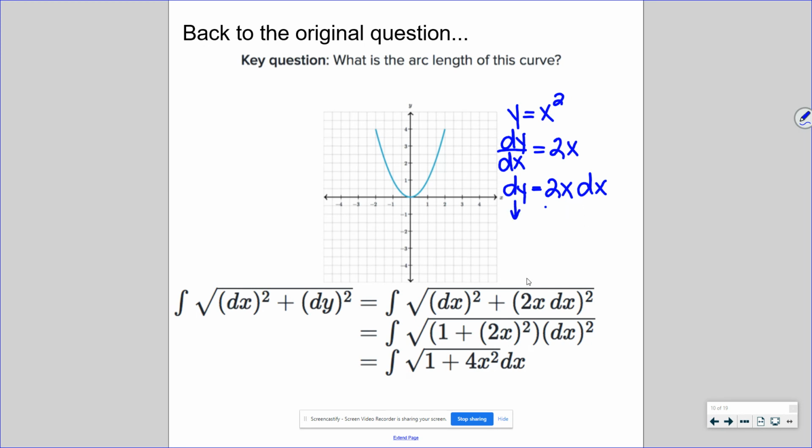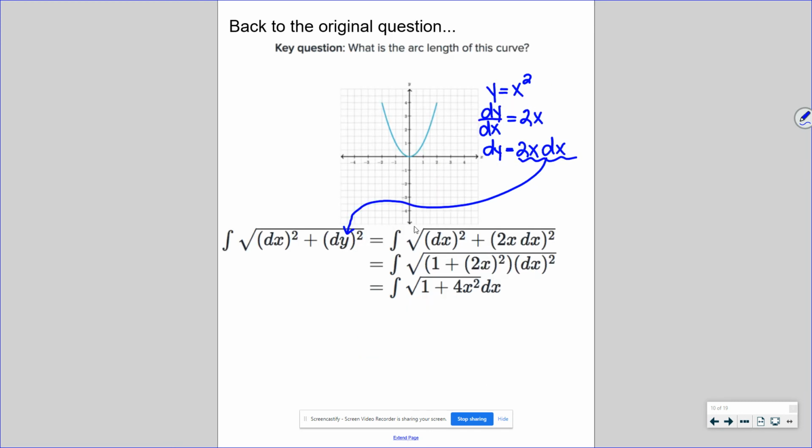Now in this particular question, we could take dy, the thing we just found, and plug that in right here. So then that would give us the square root of (dx) squared plus (2x dx) squared.